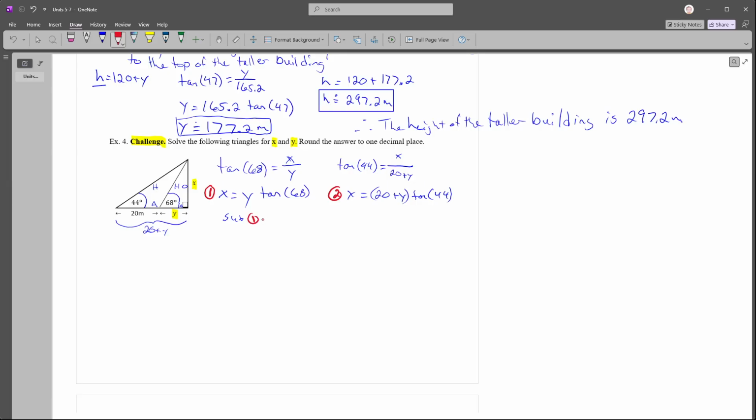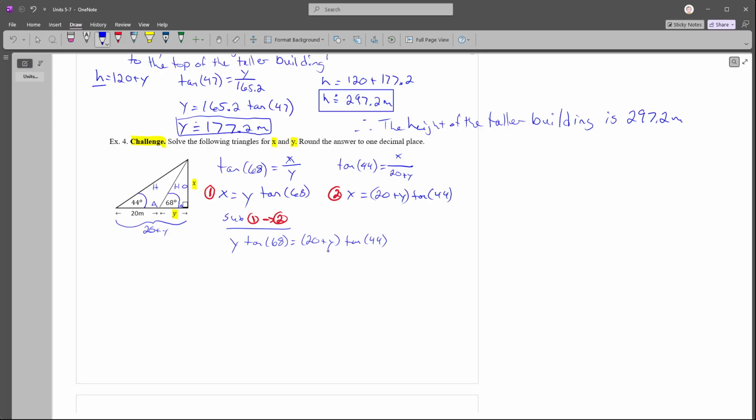We're going to sub 1 into 2. Okay. So that means wherever I see an x in 2, I'm going to put a y tan 68. Okay. So there's an x. How convenient. Y tan of 68 is equal to everything that's on the right-hand side. So we have 20 plus y times tan of 44. Well, this is a two-part term, 20 plus y.